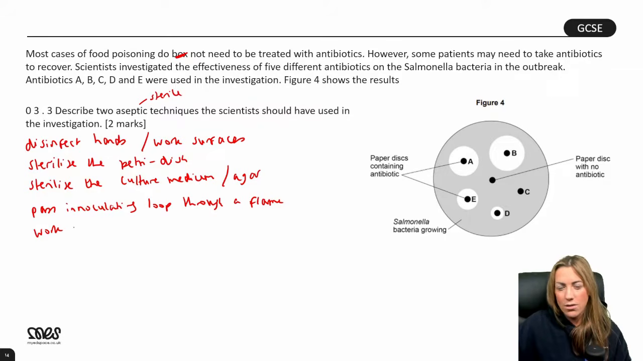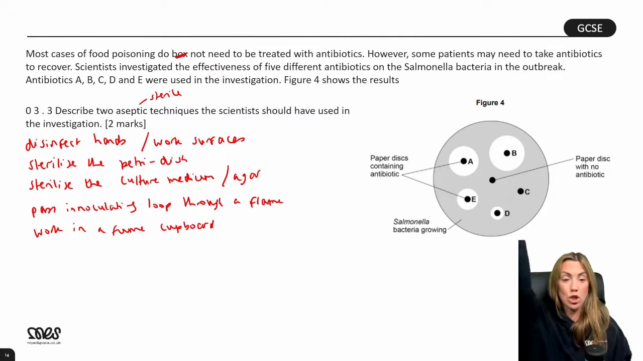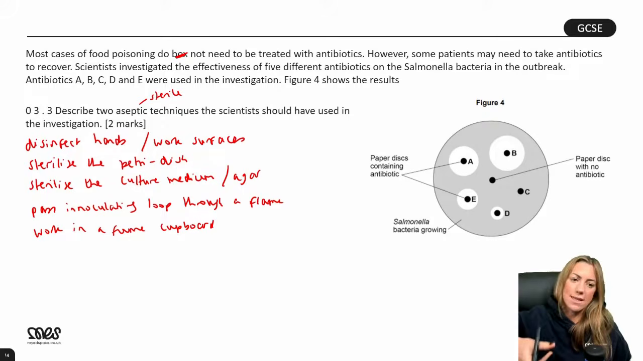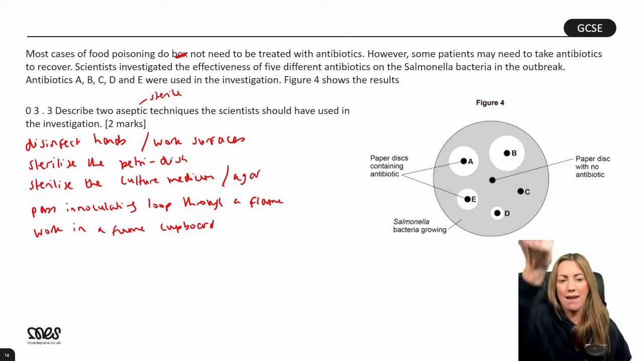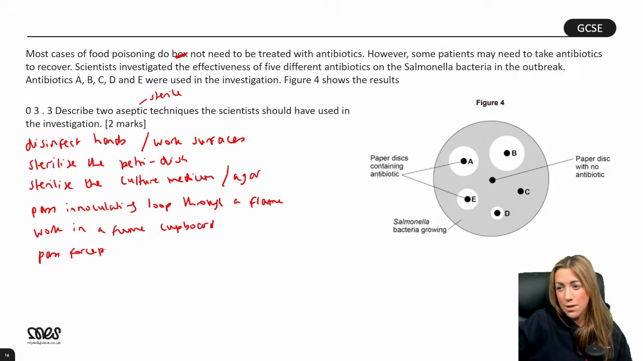Work in a fume cupboard, because then any bacteria that might be in the air are going to be moved up and sucked up into the fume cupboard. You can even say work next to a lit Bunsen burner, because as the hot air rises, it's going to carry up the bacteria that might be in the air. So the bacteria would get carried upwards in that current rather than falling down onto the Petri dish and contaminating the Petri dish. Pass forceps through a flame.